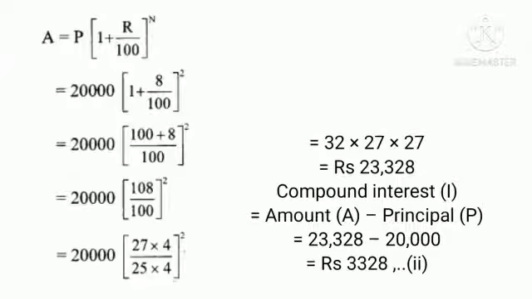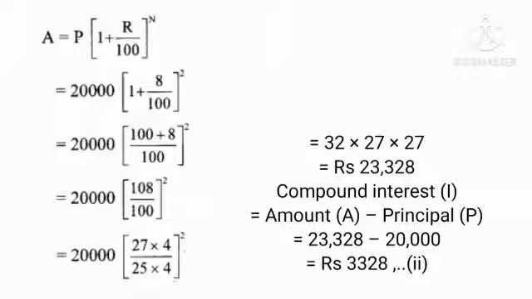Now let us calculate compound interest. So for that we have to calculate amount first. So amount A is equal to P into 1 plus R upon 100 whole raised to n. Now let's substitute the values. So A is equal to 20,000 multiplied by 1 plus 8 upon 100 whole raised to 2, which is equal to 20,000 multiplied by 100 plus 8 upon 100 whole raised to 2, which is equal to 20,000 multiplied by 27 upon 25 multiplied by 27 upon 25, which is equal to 23,328.